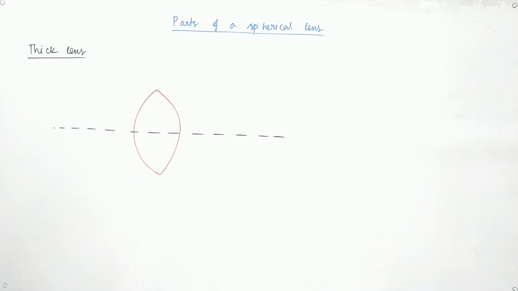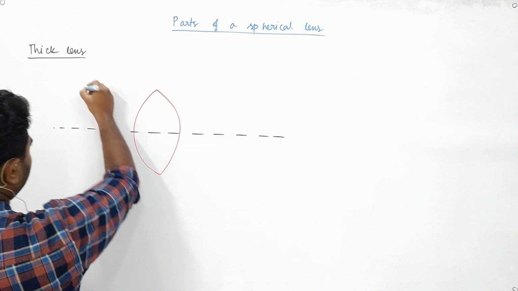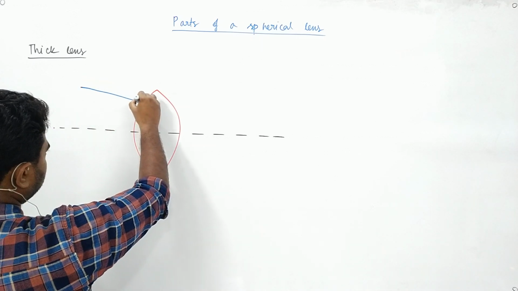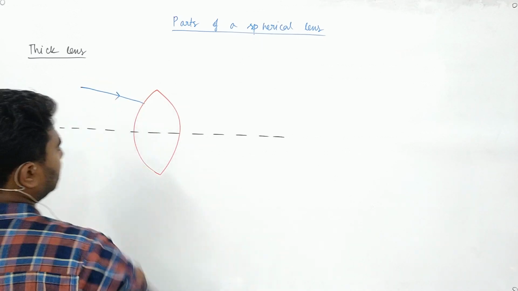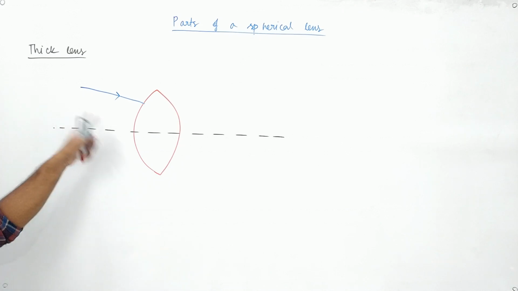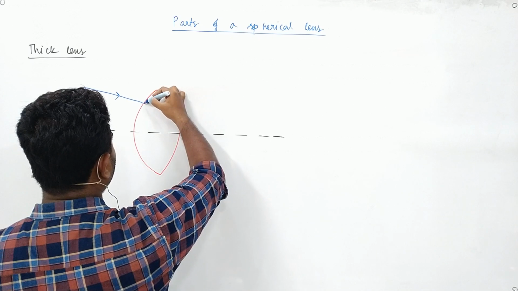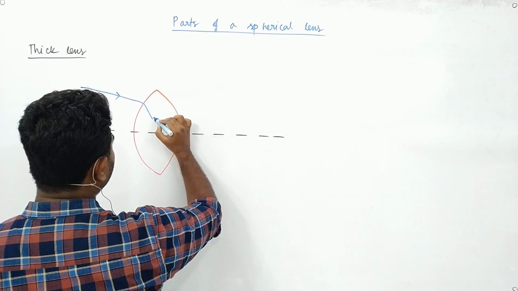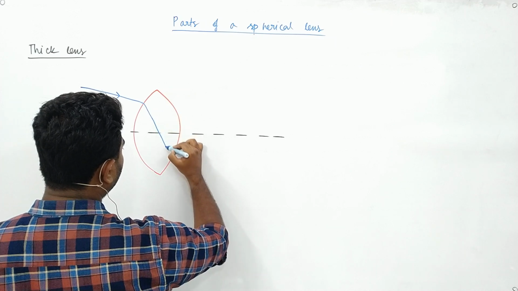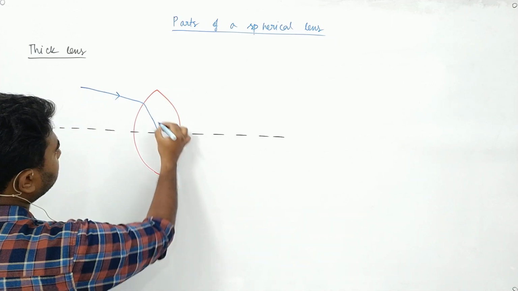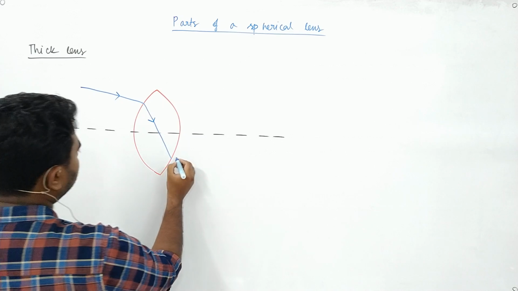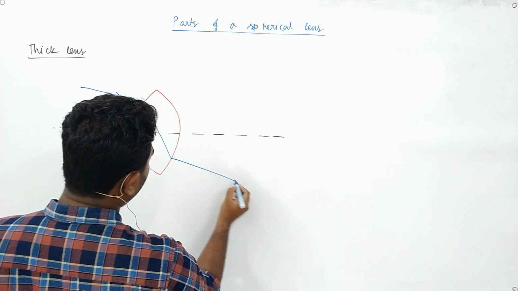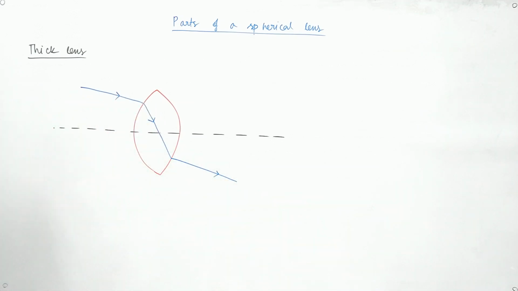Suppose a ray of light is coming like this. What will happen is that it will get refracted and then it will again get refracted. Then it will pass in this direction.